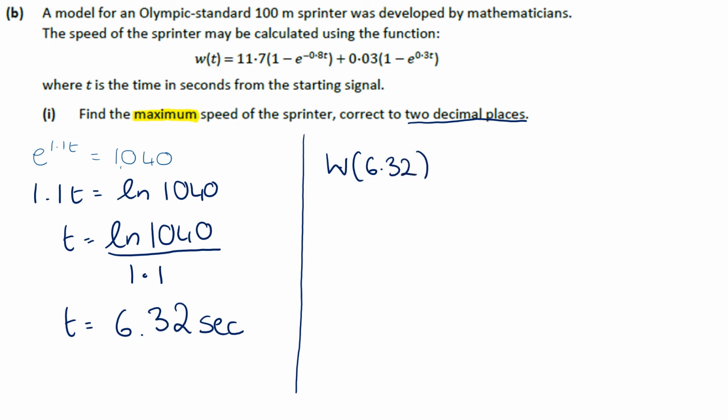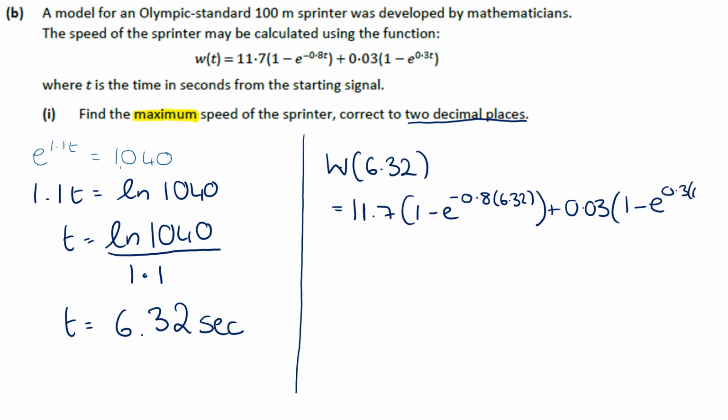So when I do that, I get 11.7 times 1 minus e to the power of minus 0.8 times 6.32, plus 0.03 times 1 minus e to the power of 0.3 times 6.32. That can all go into your calculator, and I want 2 decimal places, and we get 11.46 meters per second.